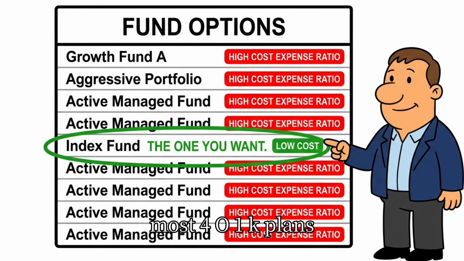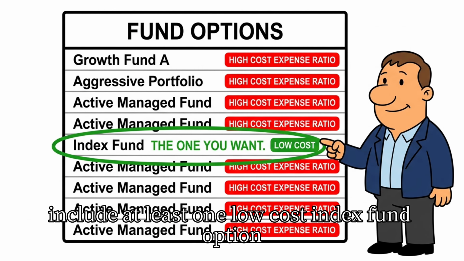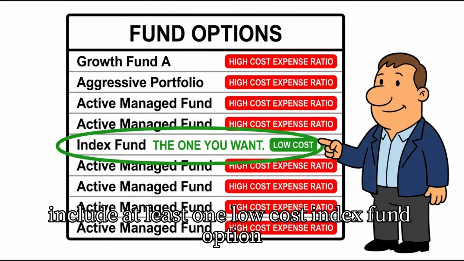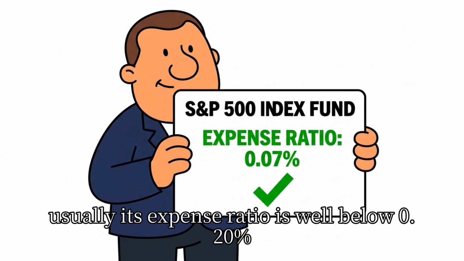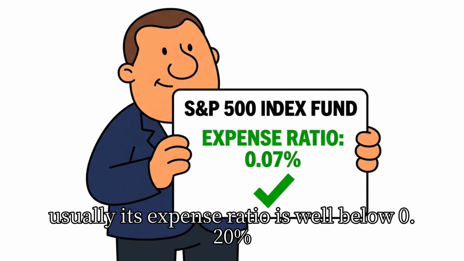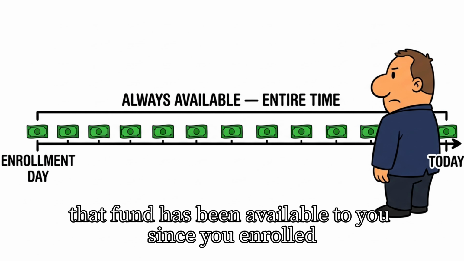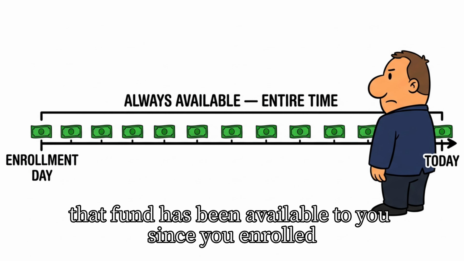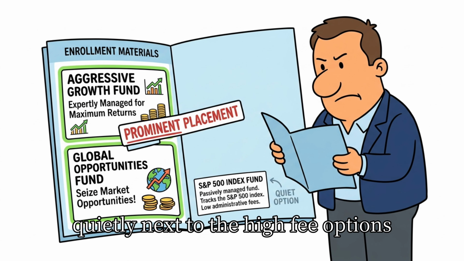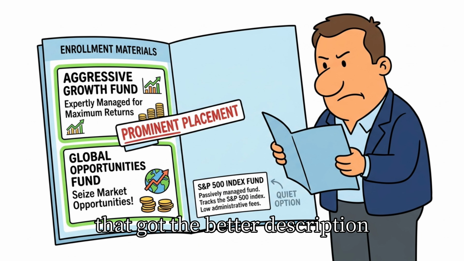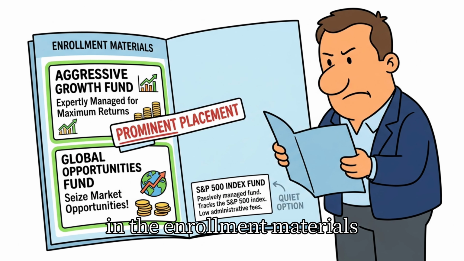Most 401k plans, even one dominated by high-fee, actively managed funds, include at least one low-cost index fund option. Usually it tracks the S&P 500 or the total stock market. Usually its expense ratio is well below 0.20%, and sometimes below 0.10%. That fund has been available to you since you enrolled. It has been sitting on the menu the whole time. Quietly. Next to the high-fee options that got the better description, the longer track record presentation, and the more prominent placement in the enrollment materials.